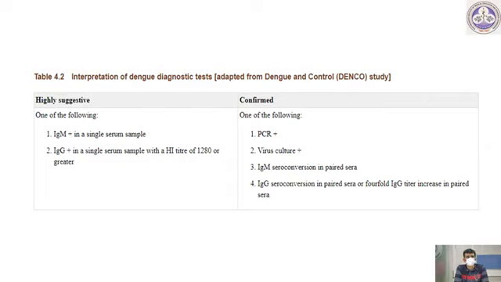A patient is considered to have confirmed dengue if he is PCR positive, viral culture positive, IgM seroconversion in paired sera is demonstrated, and IgG seroconversion in paired sera or a fourfold IgG titer increase in paired sera is demonstrated. But it is considered highly suggestive if only one of the following is present. That is, a single serum sample showing IgM or a single serum sample showing IgG is only highly suggestive of dengue, if not confirmed dengue.